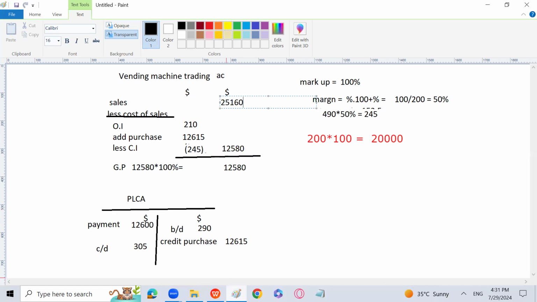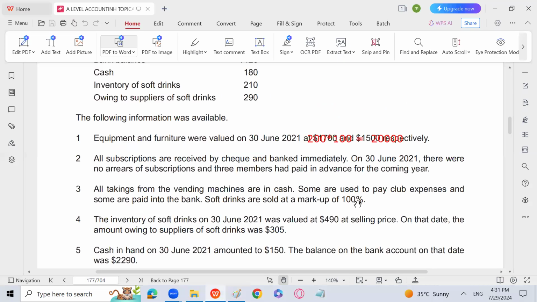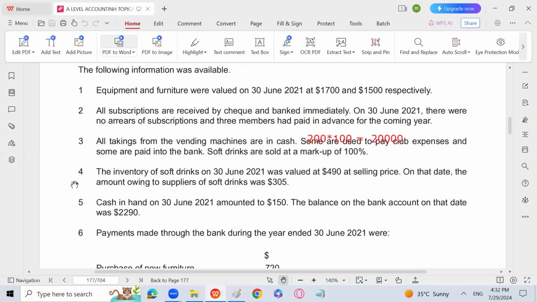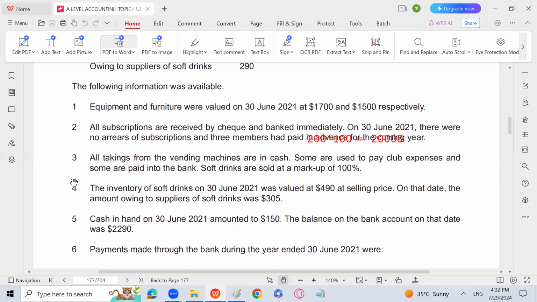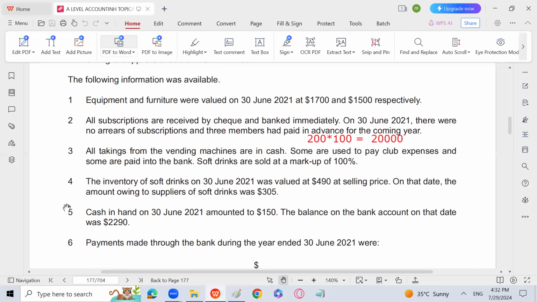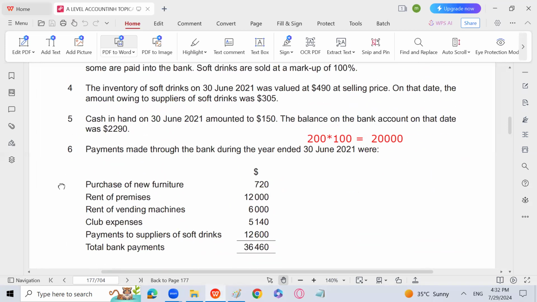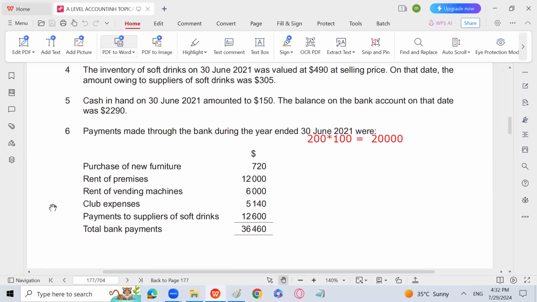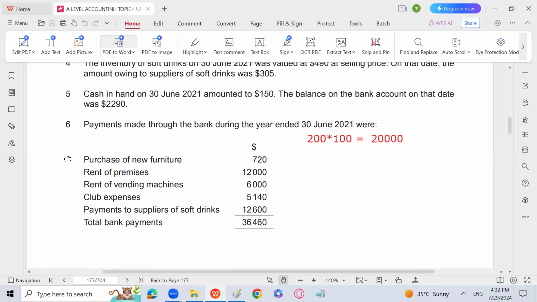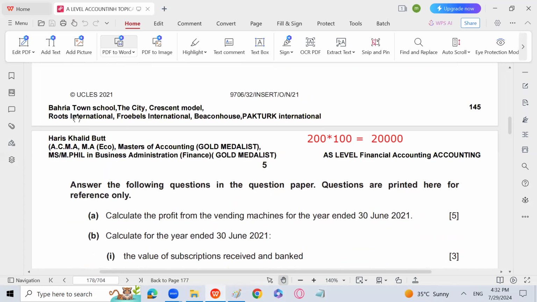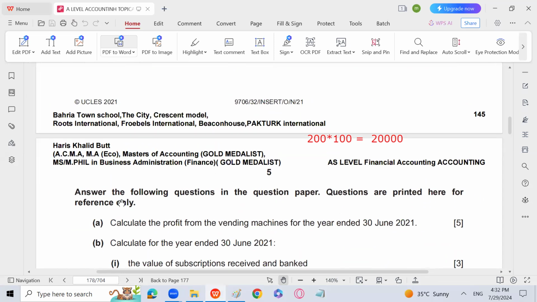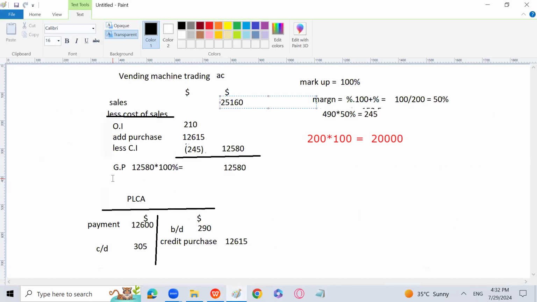Okay. Now let's see if there are any expenses given which are related to soft drinks, the vending machine. I didn't find any expense, but rent of vending machine is given. So let me write it down, because that is related to the vending machine. That is 6,000. Because we are going to calculate the profit from the vending machine. So rent of vending machine, I will write under less expenses.